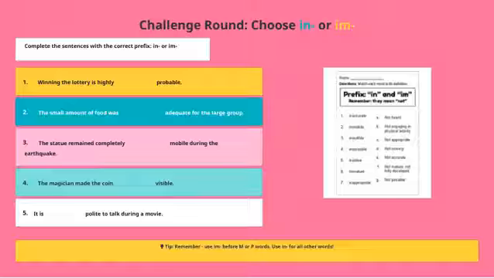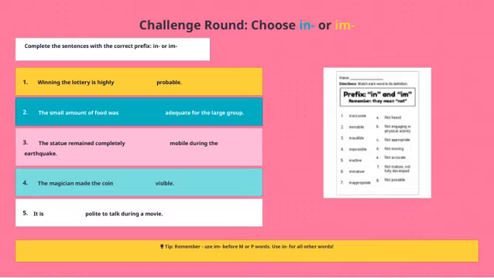Next, the small amount of food was adequate for the large group. The word adequate means sufficient or enough. Since it's a positive context, we use ad, but here, because of the prefix rules, in is used to form inadequate, meaning not enough. So we're indicating that the food was not sufficient.